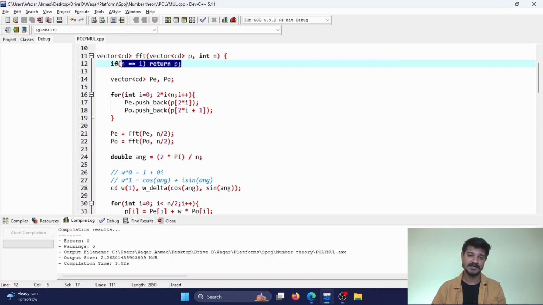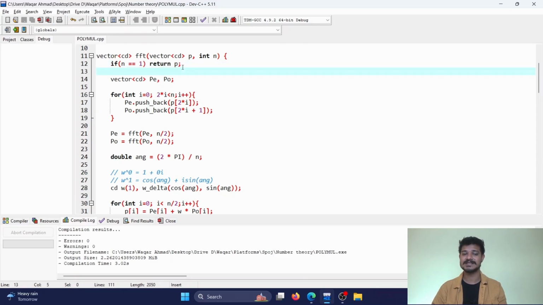Constant number, right? So if n is equal to 1, return the polynomial itself. You don't have to evaluate it. So this is our base case, right? Now, if that's not the case, here comes the recursive part.